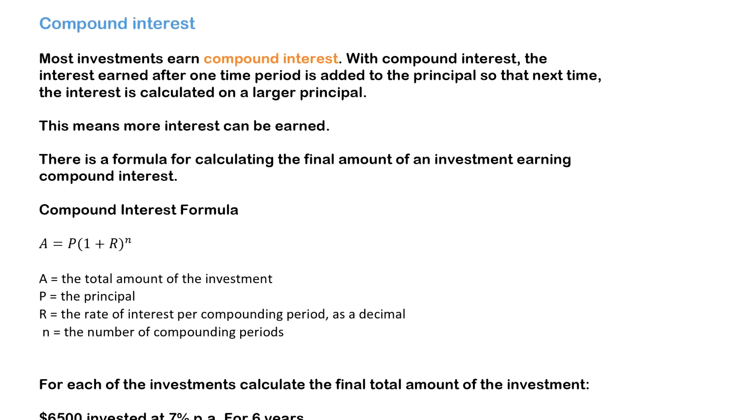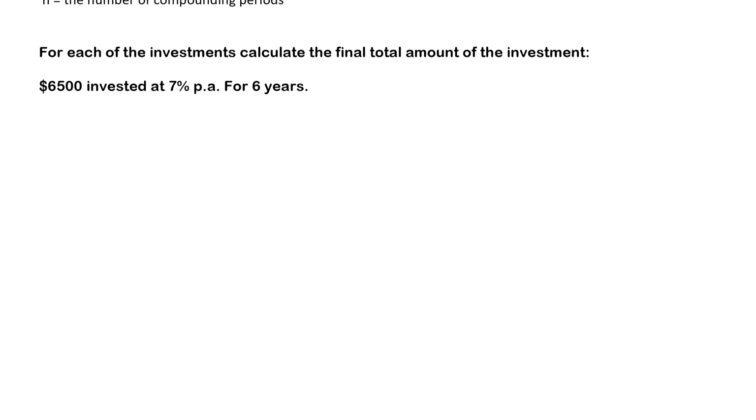So there is a compound interest formula, and it's A equals P, bracket 1 plus R, close bracket, to the power of N, where A is the total amount of the investment, P is the principal, R is the rate of interest per compounding period, and N is the number of compounding periods. That's a lot of information, so I've got to do an example and you can see what I mean.